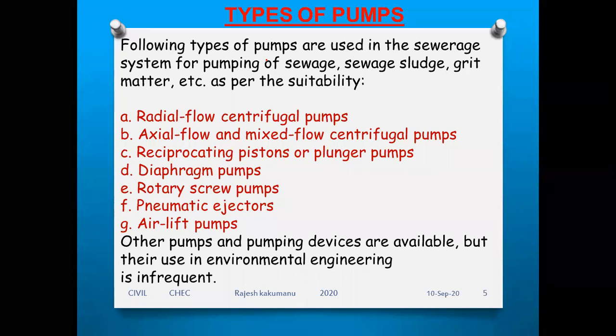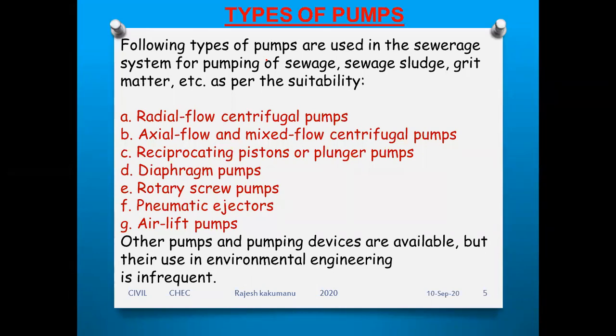So the various types are: the first one is radial flow centrifugal pumps. Second one is axial flow and mixed flow centrifugal pumps. Third one, reciprocating piston or plunger pumps. Fourth one is diaphragm pumps. Fifth one is rotary screw pumps. Sixth one is pneumatic ejectors. Seventh one is air lift pumps. So these are the major pumps that we are using for the sanitary system.